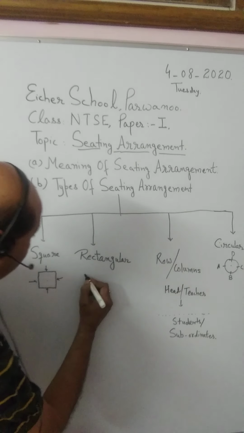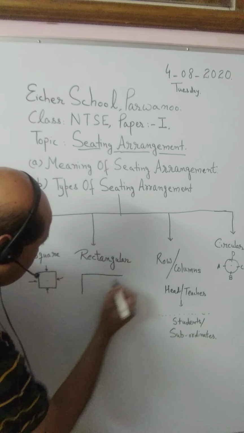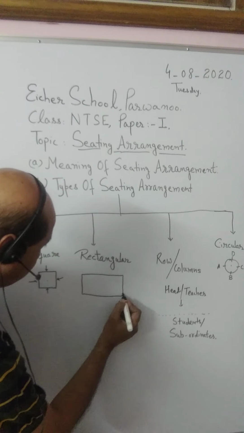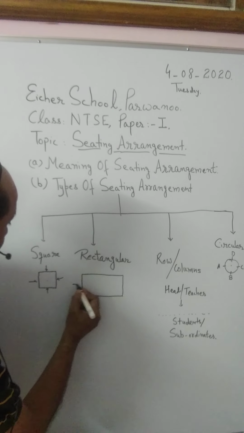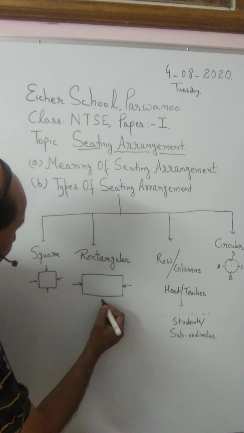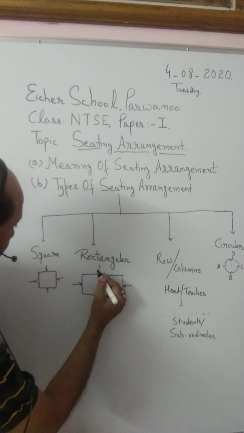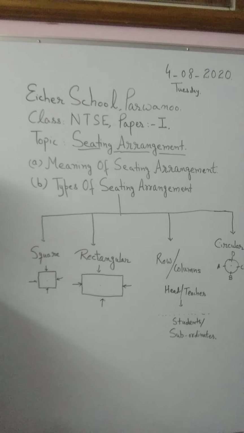In rectangular form, the number of candidates may vary because length is greater than breadth. So here candidates may be more than 4, and they have to follow some additional conditions, and these conditions I will explain in the coming headings.